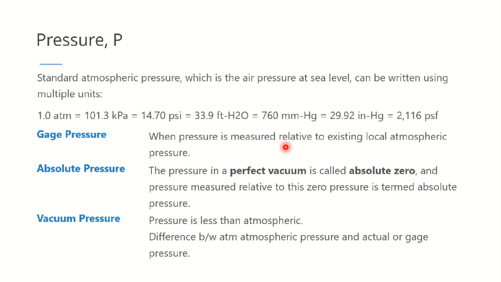So for example, nagsukat ka ng pressure sa tire. Yung niregister nung machine or nung equipment is 300 kilopascal. So since this is relative to existing local atmospheric pressure, di ba, ang local atmospheric pressure natin at sea level is 101.3 kilopascal. So ang mangyayari, sulat natin dito. Ang mangyayari, so let's say, yung P gauge mo, P gauge is equal to 300 kilopascal.